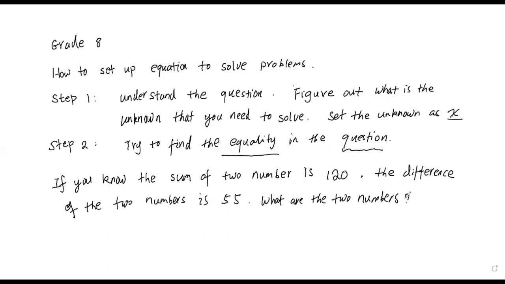Okay. So now you know the question. First step, understand the question. So there are 2 numbers. The sum is 120. The difference is 55. So what are the 2 numbers? Step 1. Okay, you can think, the unknown is we are trying to figure out the 2 numbers.